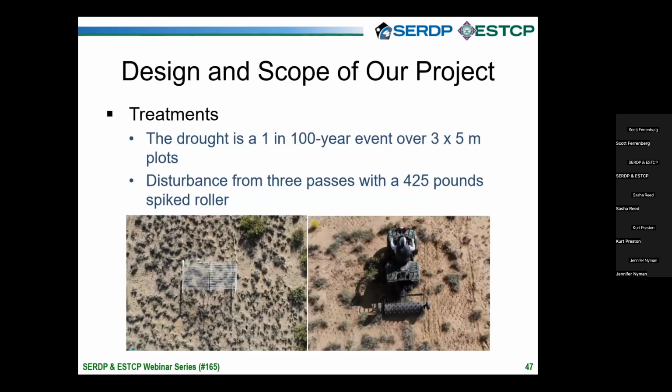A little more specifically about those treatments, the drought is a 1 in 100 year event. That is applied using a passive interception system. We're looking at a downward view of one in the Chihuahuan Desert. So those are clear acrylic slats that intercept rainfall, push it off to a gutter, and they run out through hoses off of the plot, which is 3 by 5 meters.